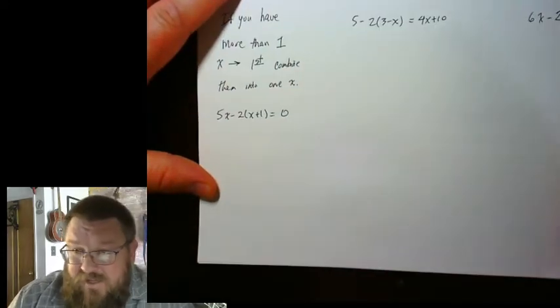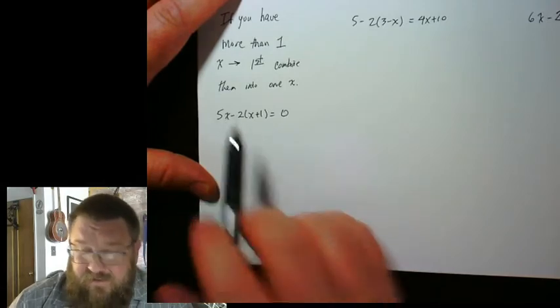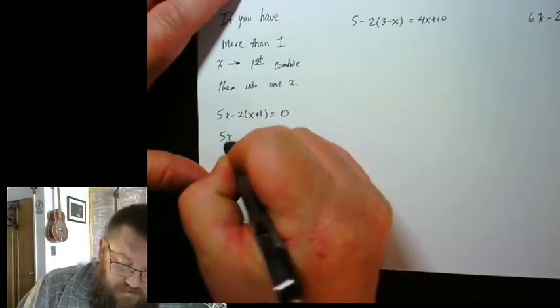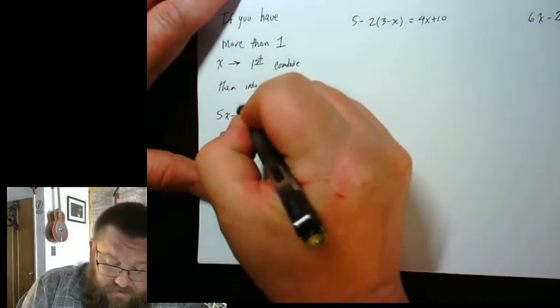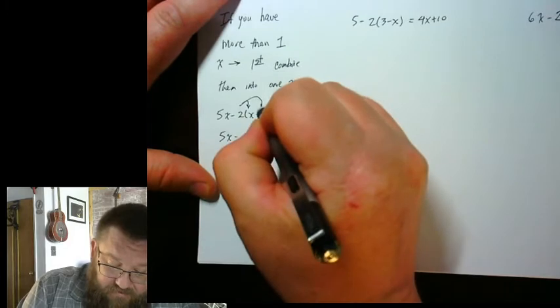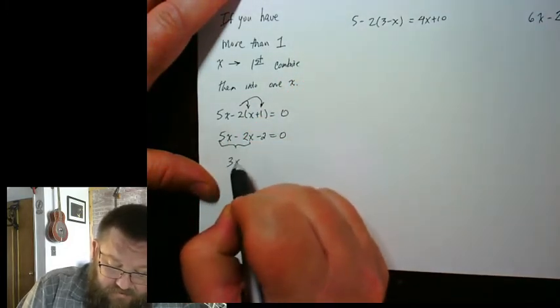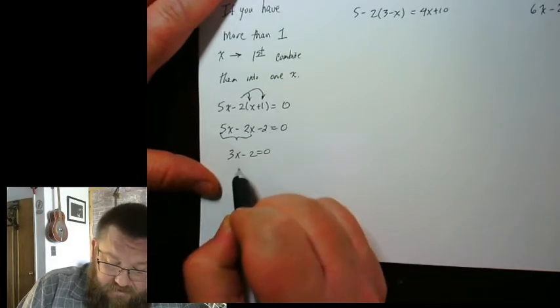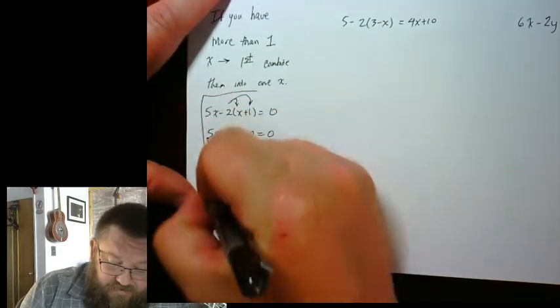Do you see, if we want to get x by itself, we first have to get those x's together. So here, we would have to distribute that negative 2. That would give us negative 2x. This would give us minus 2. Then we'd have to combine these together. That's 3x minus 2 equals 0. So x is going to be 2/3 when you're all said and done. So that's your first order of business.